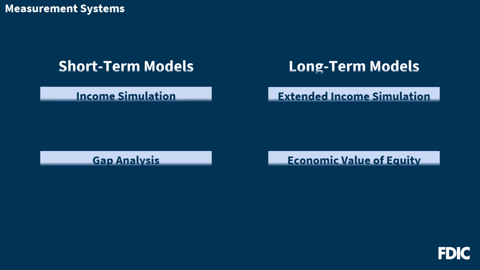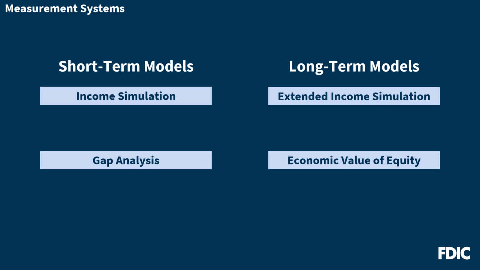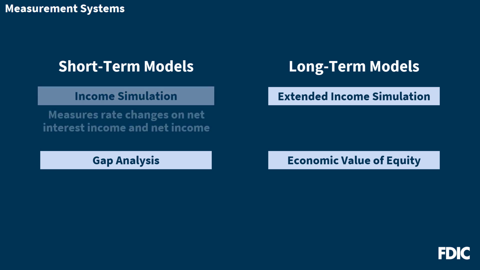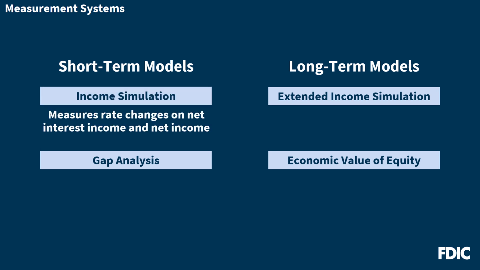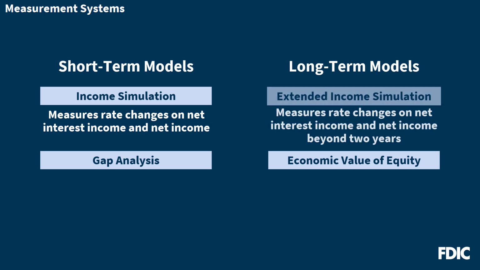Now that we've discussed the types of interest rate risk, let's talk about the typical short-term and long-term systems community banks use to measure these risks. Income simulation models measure the effects of interest rate changes on net interest income and net income. Extended income simulations consider the long-term earnings perspective by measuring the impact of rate changes on income beyond 2 years.